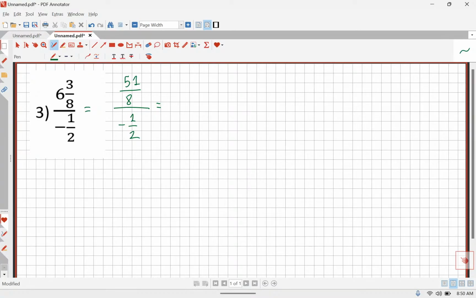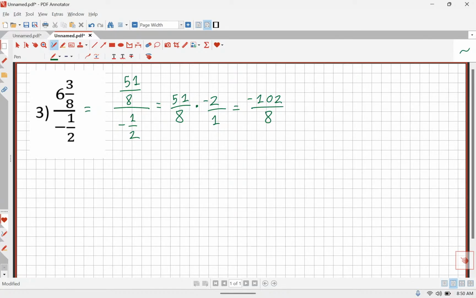And then I would put the 51/8 times 2/1. I'm going to make that a negative 2 over 1. Absolutely. There we go. And what would you do with that? 51 times 2 is 102. Negative 102. I agree. And then? And then 8 times 1 is 8.